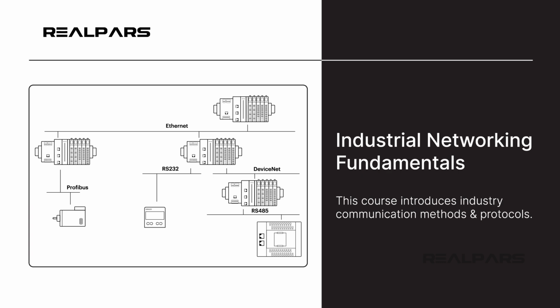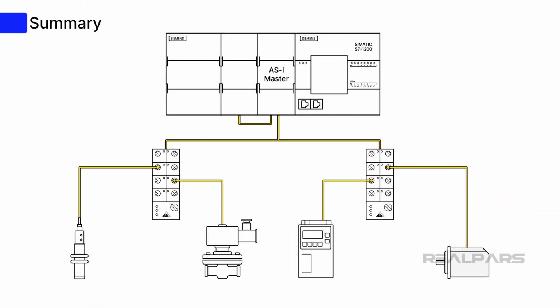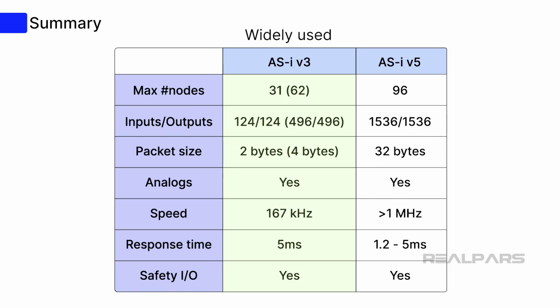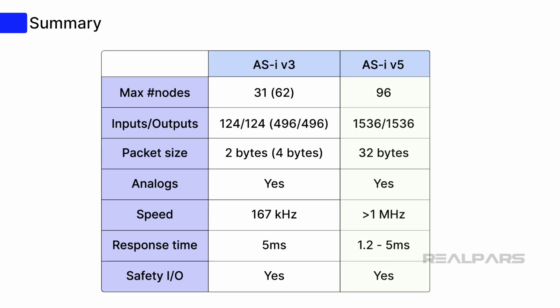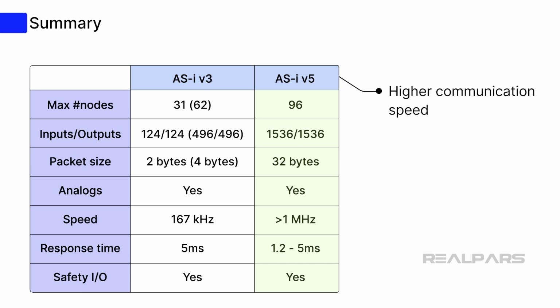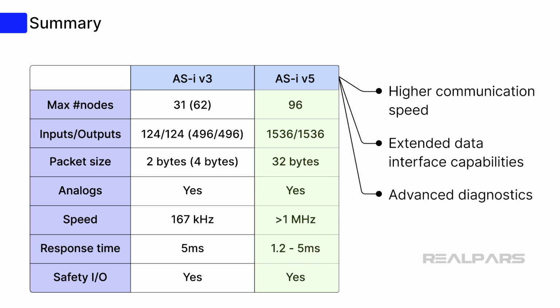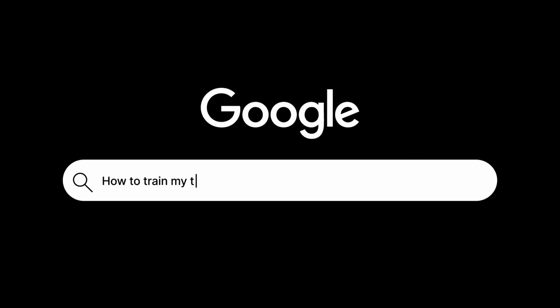ASi-Bus versions 3 and 5 provide a simple, robust, and low-cost two-wire communication bus for controlling devices such as valves, motors, variable frequency drives, proximity switches, and other digital and analog devices. ASi version 3 is widely used in industry, but ASi 5 offers higher communication speed, extended data interface capabilities, and advanced diagnostics.